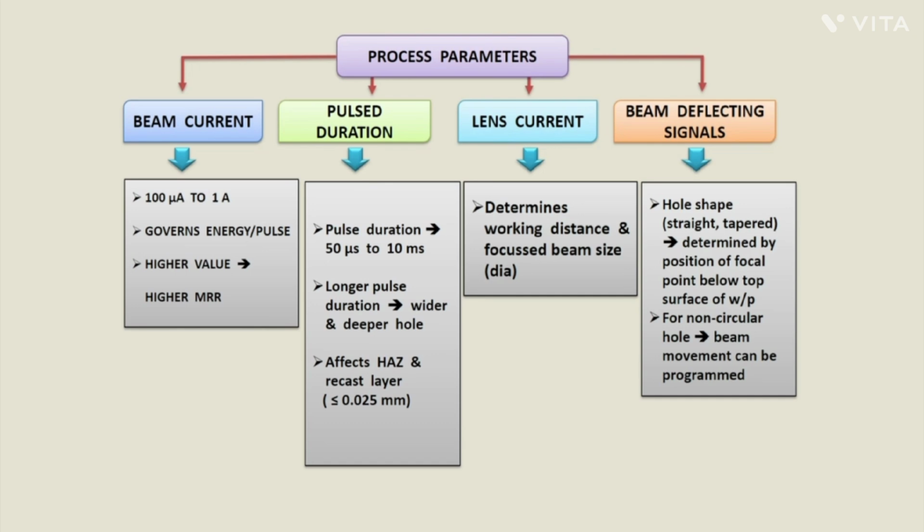So beam deflecting signals affect the hole shape, straight or tapered hole, determined by the position of the focal point below the top surface of the workpiece. Whether the hole will be straight or tapered depends on this focal point of the beam, whether it is just at the top surface of the workpiece or just below the workpiece surface.